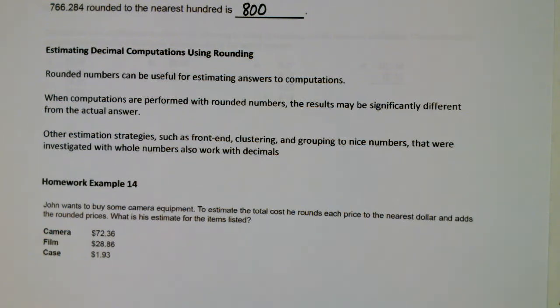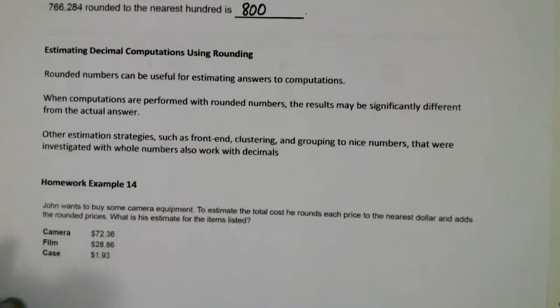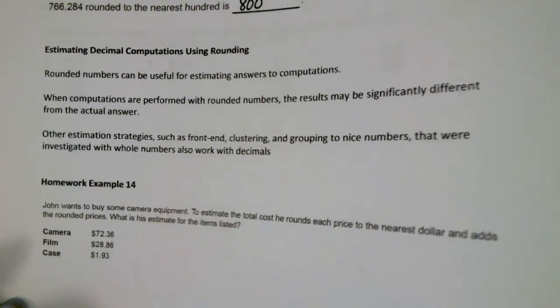John wants to buy some camera equipment. To estimate the total cost, he rounds each price to the nearest dollar and adds the rounded prices. What is his estimate for the items listed? So in this case here, we got a camera for $72.36. And then the film, $28.86, and the case is $1.93. So he's going to round each of these answers to the nearest dollar, and then we're going to add those rounded prices.